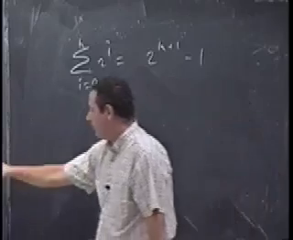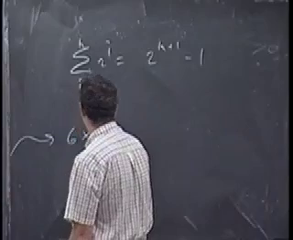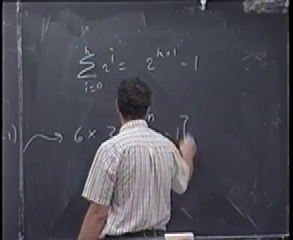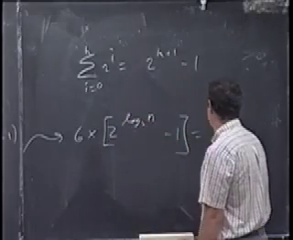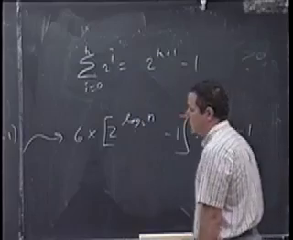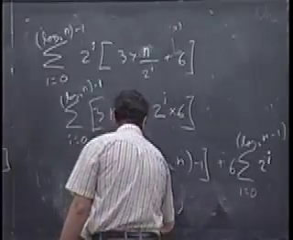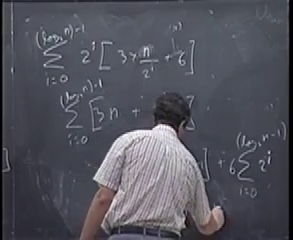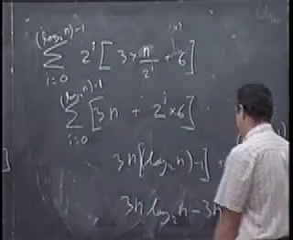So in our summation here, this thing is going to be 6 times 2 to the log base 2 of n minus 1. And then this thing is just n. So this is 6n minus 1. And so what we got here is 3n log base 2 of n minus 3n plus 6n minus 1.